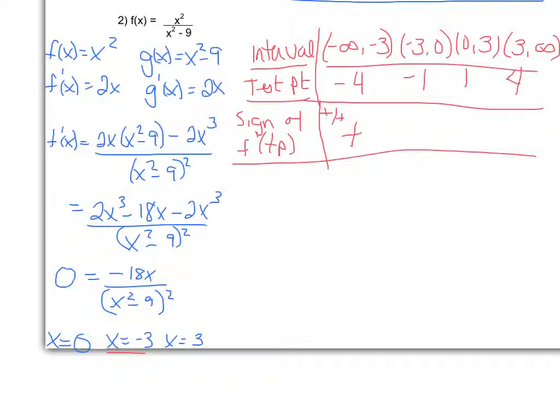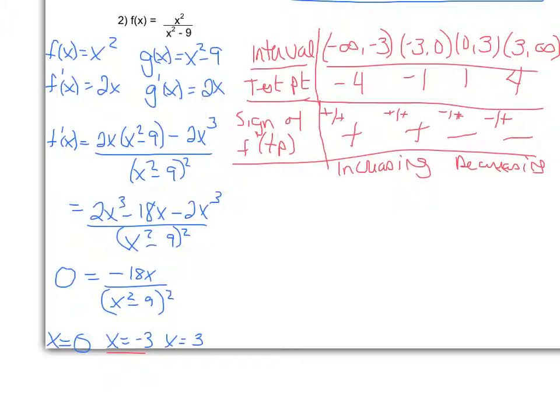When I plug in negative 1, it's positive on top. Again, my bottom is always positive in this one. So I still am positive. When I plug in a 1, I get a negative on top, still a positive on the bottom. Well, negative over positive is negative. Plugging in a 4, I get a negative on top and a positive on the bottom, which gives me negative. So I can go ahead and say I'm increasing here all the way from negative 3 to 0, and I'm decreasing here all the way from 0 to infinity.